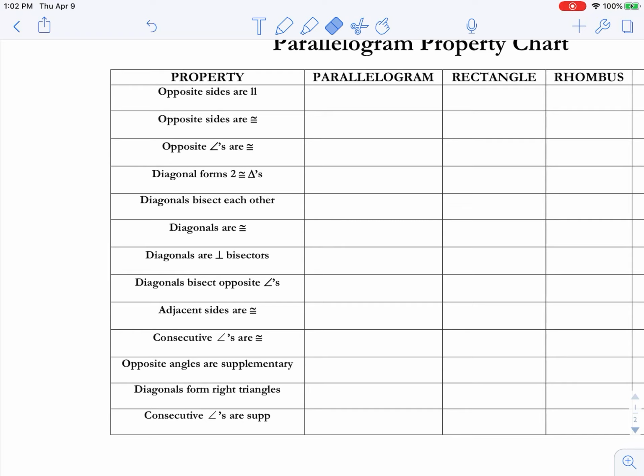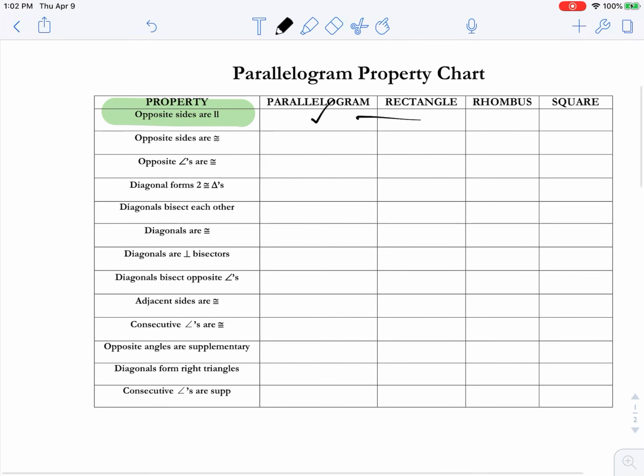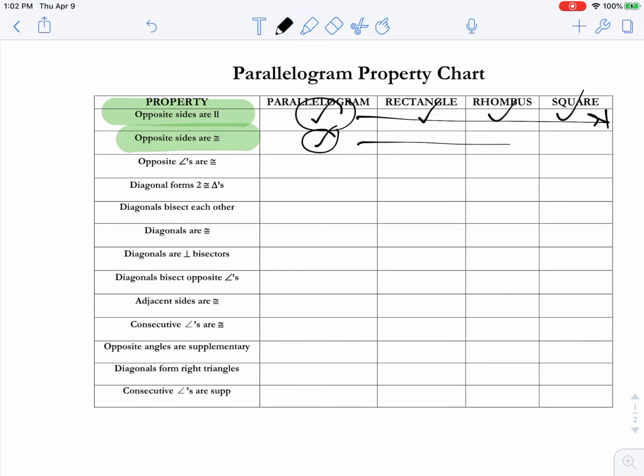So let's start with the first one. Opposite sides are parallel. Well, opposite sides are parallel is a parallelogram rule. So automatically, it works for all of them. So it is all of these. Whereas if I say the opposite sides are equal, that is also a parallelogram rule. So again, it works for all of them. So these are all true.